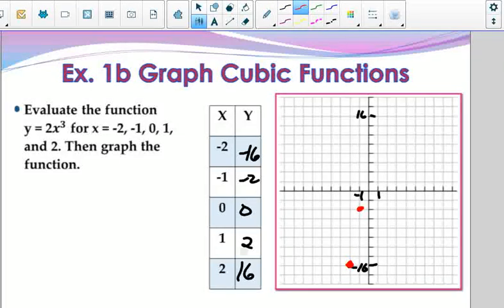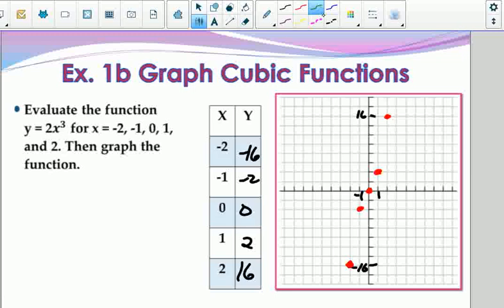Then we have 0, 0. This will be right here. Then we have 1, 2. So 1, 2 would be here. And then 2, 16 would be all the way up here. So now you can kind of see my graph forming.